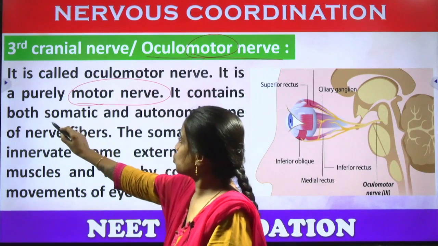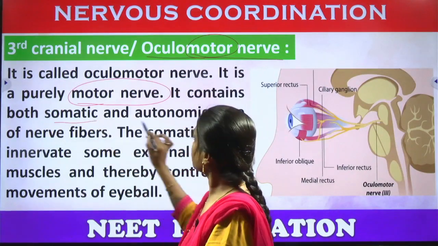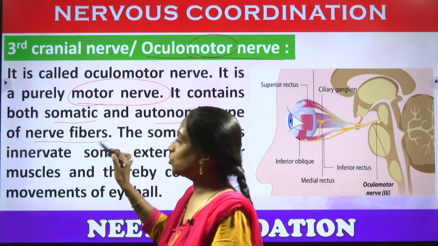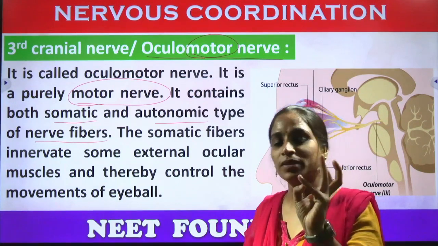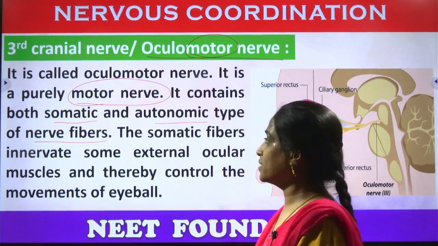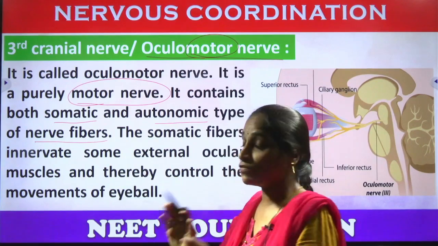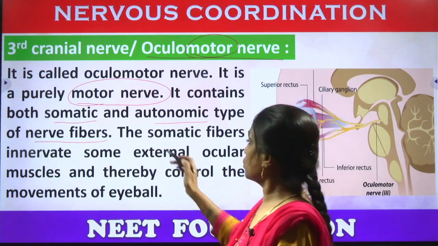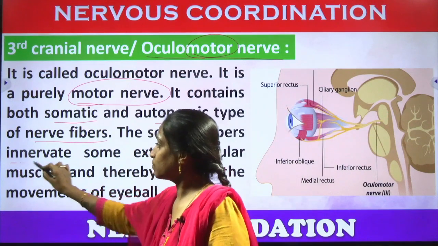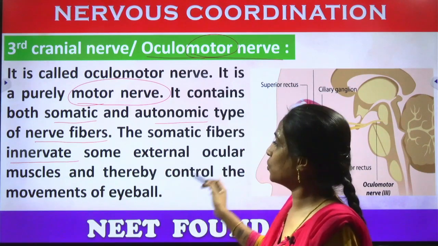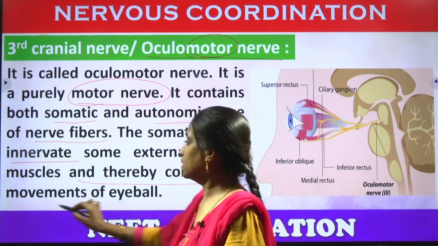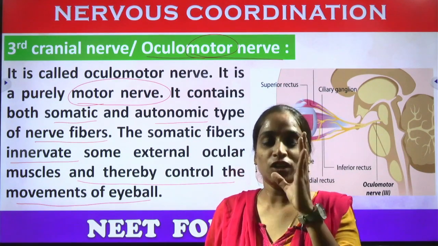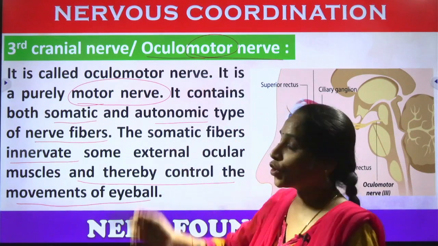It contains somatic and autonomic types of nerve fibers. Somatic and autonomic, nothing but the skeletal muscles and the involuntary muscle fibers which are attached to the muscular organs. So the somatic fibers innervate the external ocular muscles and thereby control the movement of the eyeball. How are we able to move the eyeball itself? That is controlled by the nerve called the oculomotor nerve.